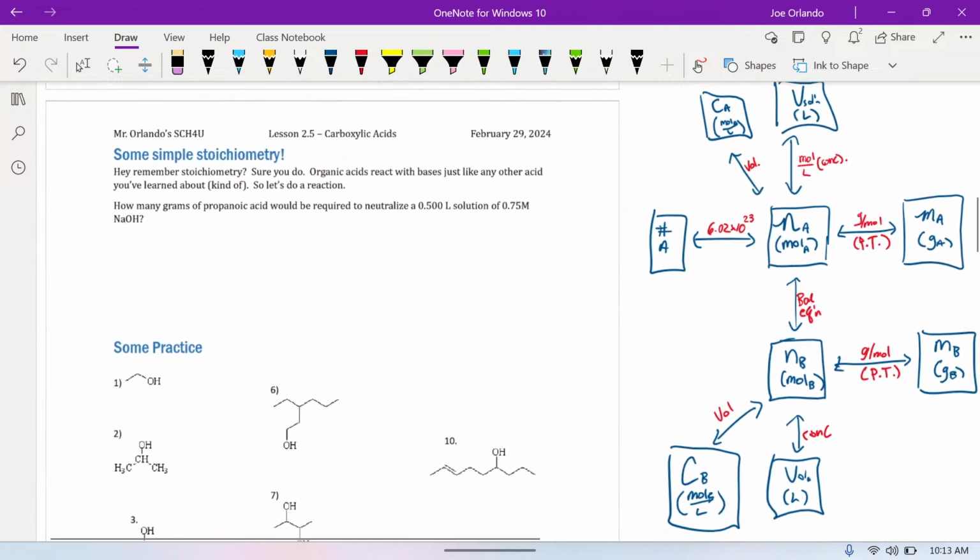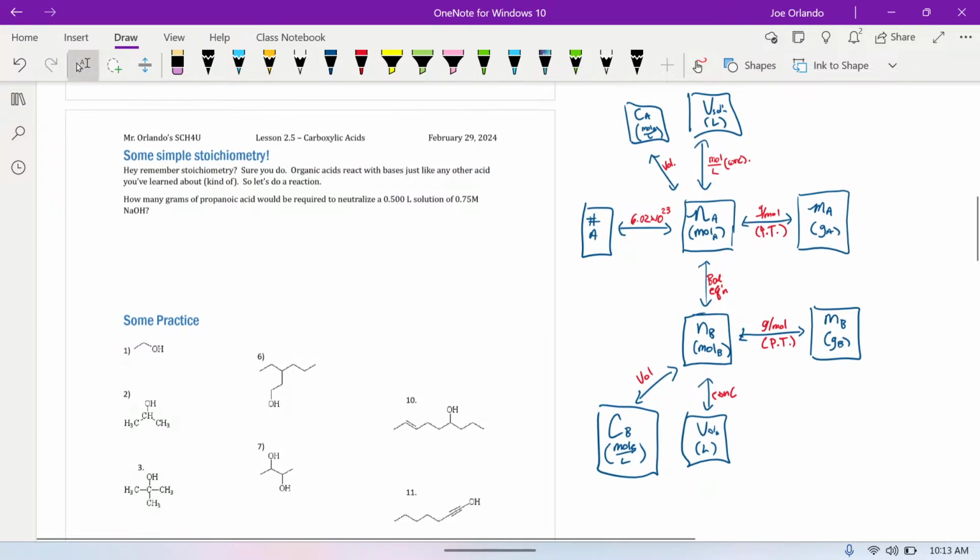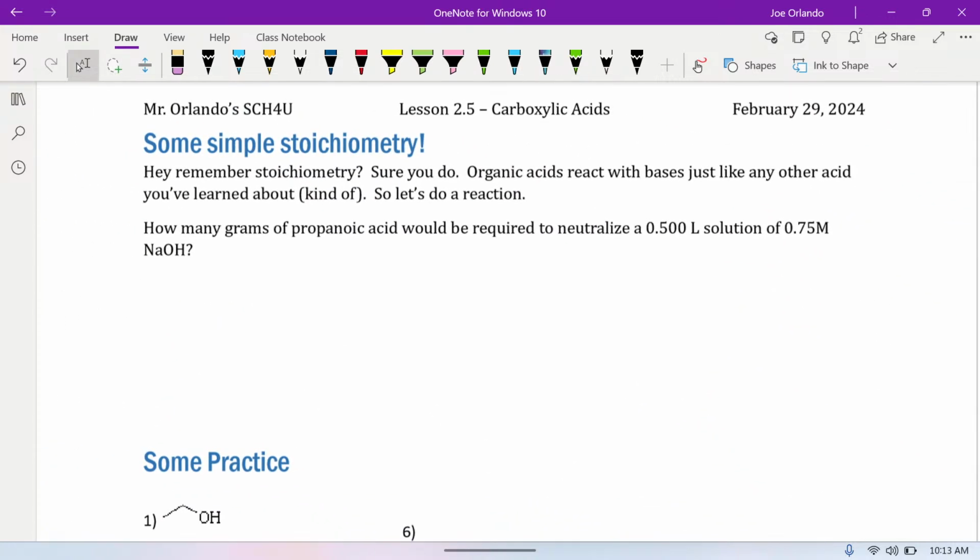So let's now remember that. We can go look at that roadmap here because what are we doing here? Do you remember stoichiometry? Sure you do. No, you don't. That's false. You're telling yourself lies. So organic acids react with bases just like any other acid you've learned about. By the way, that's a total lie, but it's kind of true. So for right now, we're going to pretend it's true. So let's do a reaction. How many grams of propanoic acid would be required to neutralize a 0.5 liter solution of 0.75 molar sodium hydroxide?